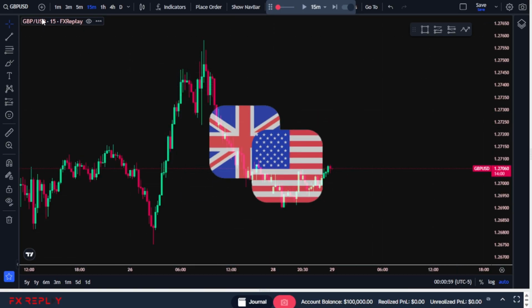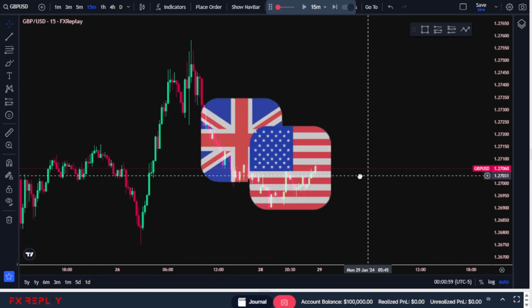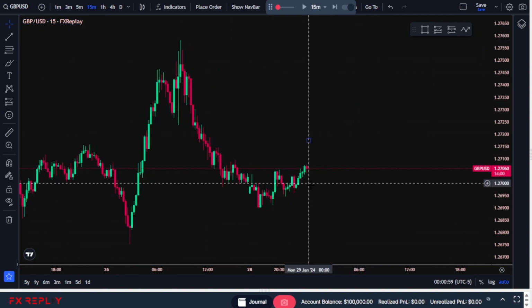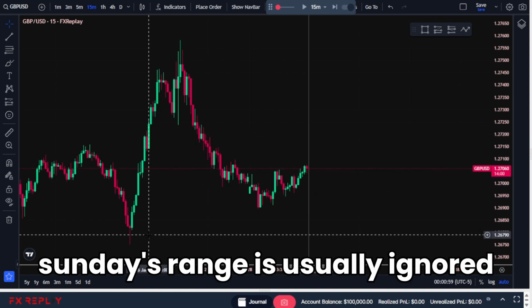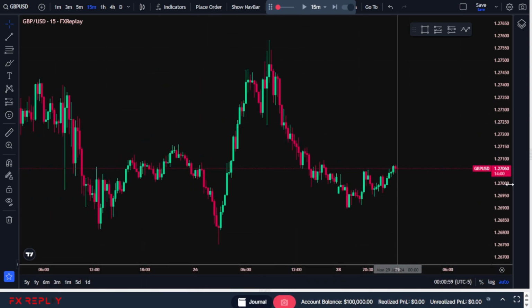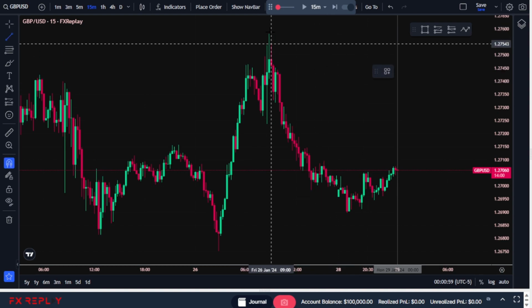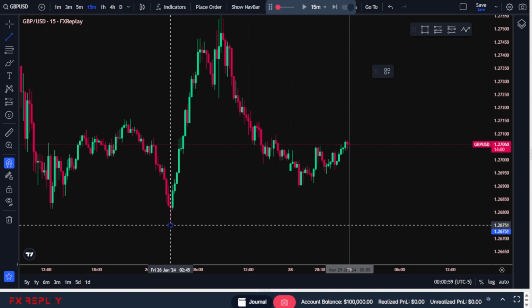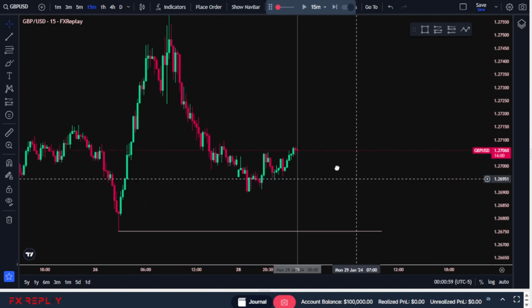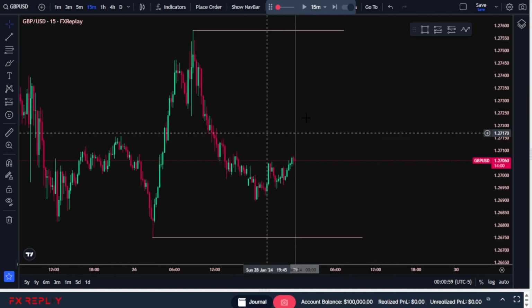Now let's look at some examples so we can understand this strategy even better. Here we are on GBPUSD on a 15-minute time frame. We are at midnight open on Monday. We will be marking the previous day's high and low, but we can notice that the previous day was Sunday. Sunday's range is usually ignored and doesn't matter, so we're going to use Friday's range as the previous day's high and low. Let me mark Friday's high and low real quick. After that, we will be waiting for either the previous day's high or low to be violated.